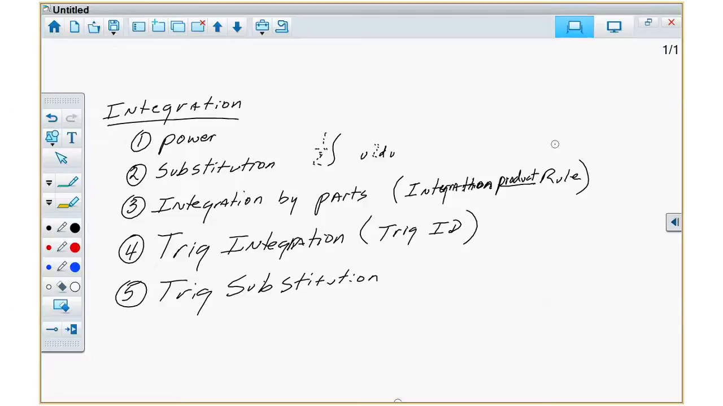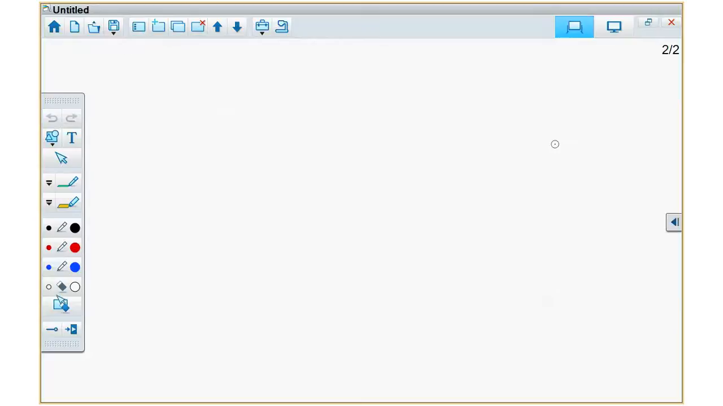And in order for trig substitution, you've got to learn three things. You've got to memorize three things, and that's these three things. Oh, my back. My back feels like, oh.